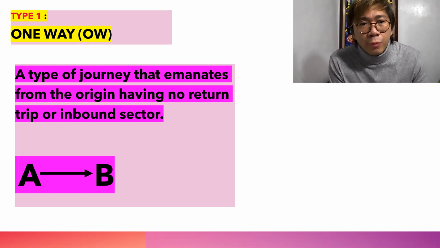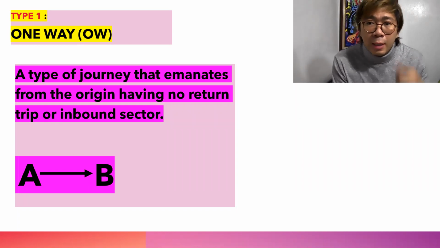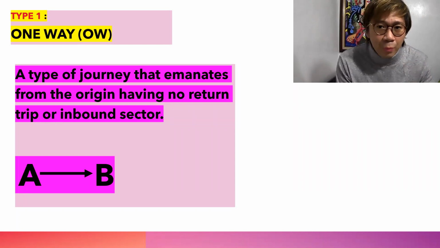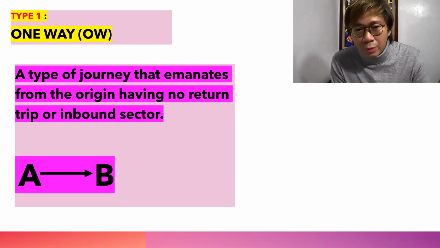Now I define one way as follows: a type of journey that emanates from the origin, having no return trip or inbound sector. So basically, a one way is just composed of an outbound sector. In my illustration, point A goes to point B. So that constitutes a one-way ticket or one-way trip. Okay. So the code for that is Oscar Whiskey. One way, Oscar Whiskey.